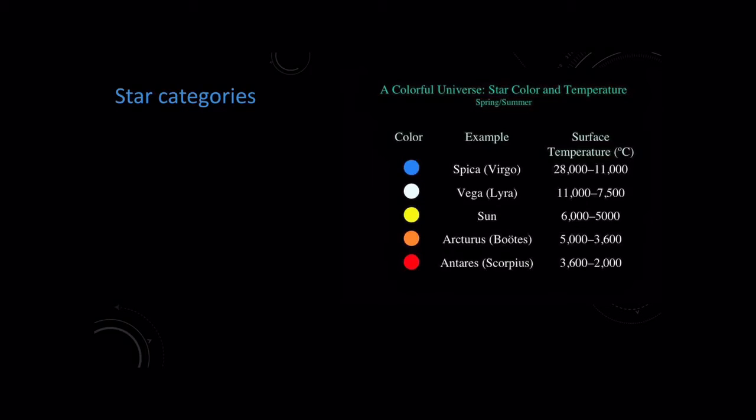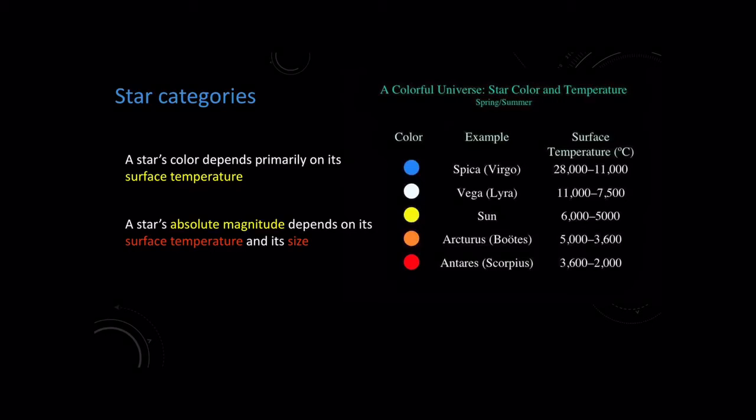All right, there's all sorts of different star categories. A star's color is going to depend primarily on its surface temperature. Our sun, of course, looks to be this yellow color. It's about 5,000 to 6,000 degrees Celsius. A star's absolute magnitude is going to depend on its surface temperature and its size.